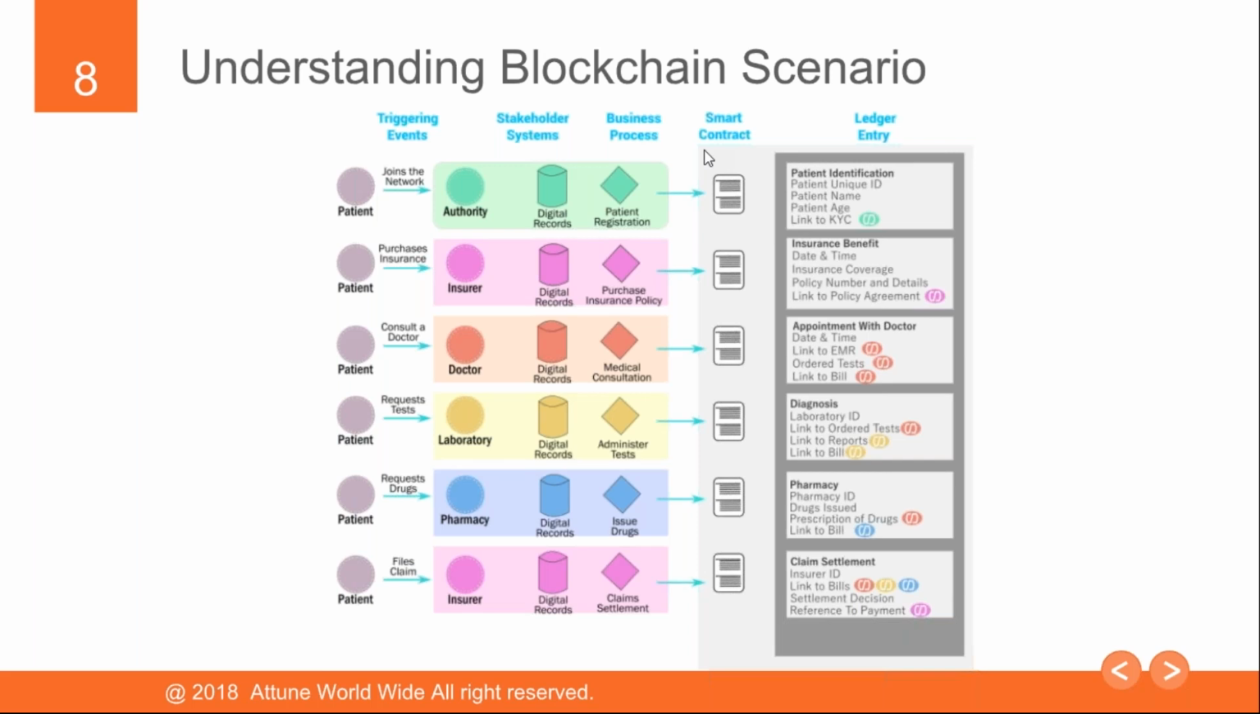Then once the details have been done, the patient will purchase the insurance, and then the insurer will be done. Then they will consult the doctor. The doctor will have his own consultation, and he will show his details on the smart contracts. Then laboratory, pharmacy, and insurer. You can see from left to right, everything is a step-by-step process for the blockchain framework for the healthcare platform. Clear? So this is the scenario of how blockchain is working. Any questions? Because this is the most important slide that we need to understand.